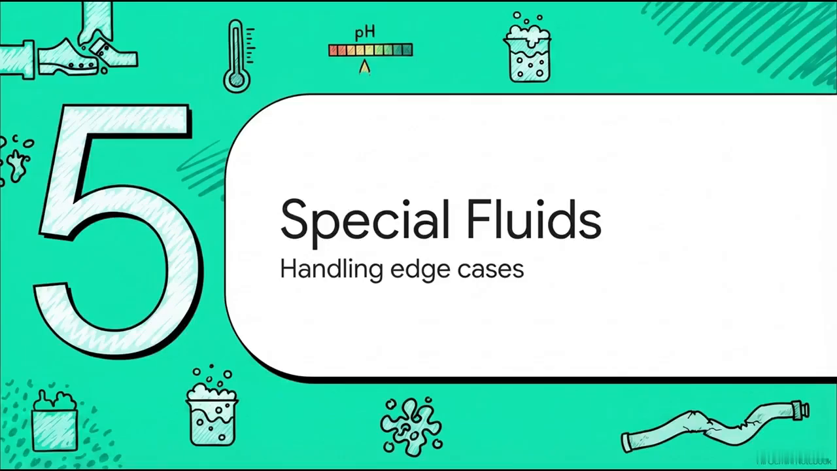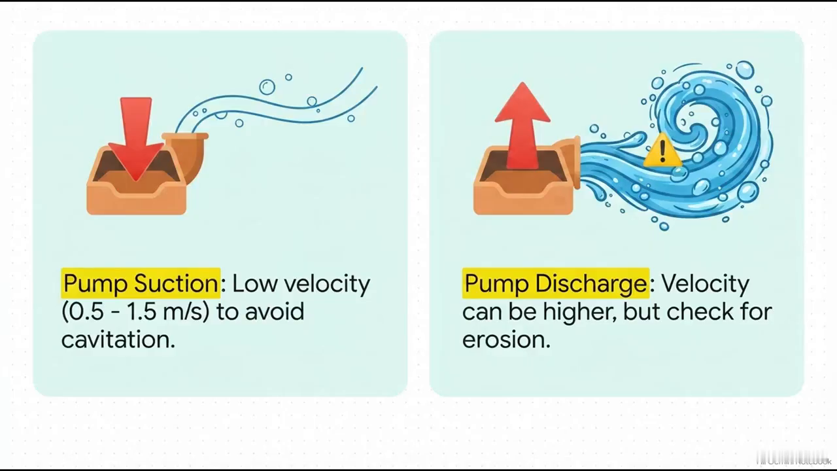Section 5. Special fluids and edge cases. Standard calculations are great, but the real world is messy. And this brilliantly illustrates why we have to be adaptable. Take standard pumps, for example. We have a single pump moving a single fluid. Yet, the suction line going into the pump requires a completely different sizing strategy than the discharge line coming out. For the suction line, we must keep the velocity incredibly low, between 0.5 and 1.5 meters per second, to minimize pressure drop and avoid that destructive cavitation. But on the discharge side, the pump has added huge pressure, so the fluid velocity can safely be much higher, though we obviously still have to watch out for erosion.